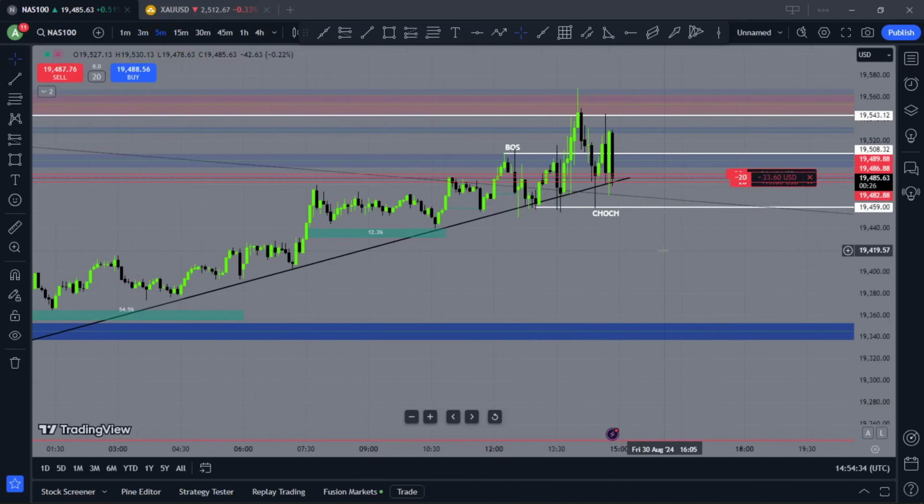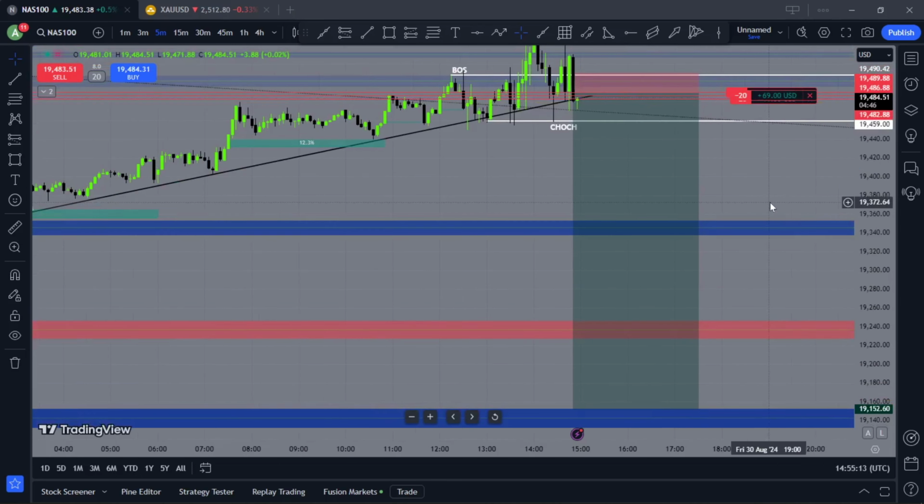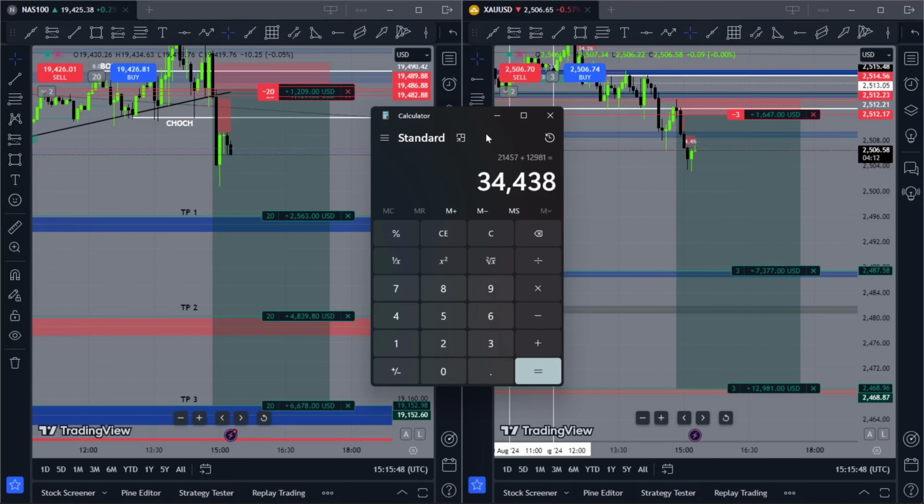You can see that I was just waiting for a setup, and when the setup was given, I got into the trade. Now the trade was two. I got into Nasdaq, and also I got into this thing, gold. The target was 34k, but we ended up closing the trade around somewhere 12k because there was a pullback.